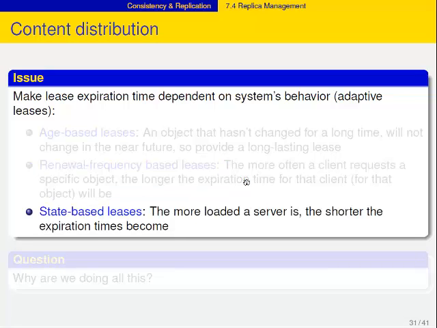Then there's a tricky one. It's the state-based lease. I by now should say this is actually what people do under stress. If people are under stress, they say, go away. But that's not going to solve your problem, okay? The state-based lease says the more loaded the server is, the shorter the lease time.